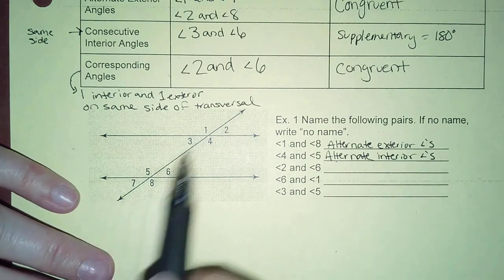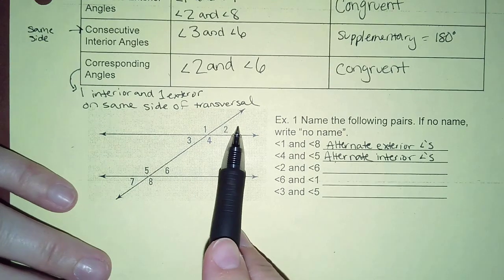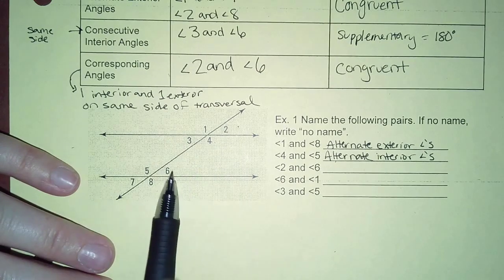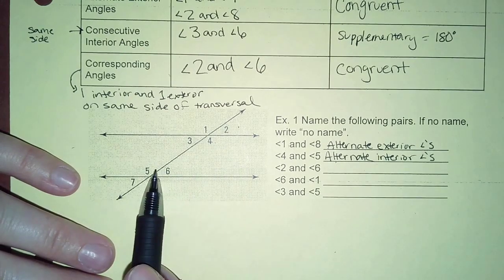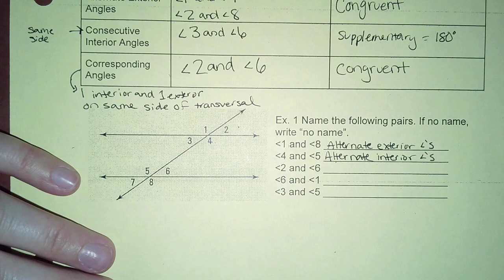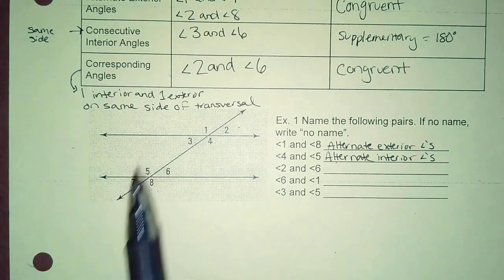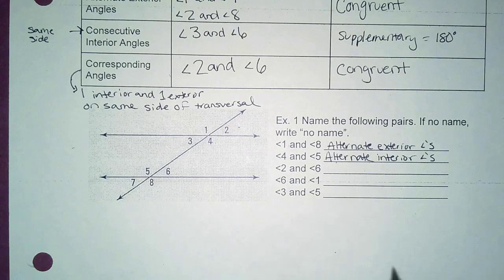Angles 2 and 6. Angle 2 is on the outside and on the right side, so the exterior and on the right side of my transversal. Angle 6 is on the interior and also on the right side of my transversal. They're in corresponding spots, so we would call those corresponding angles.